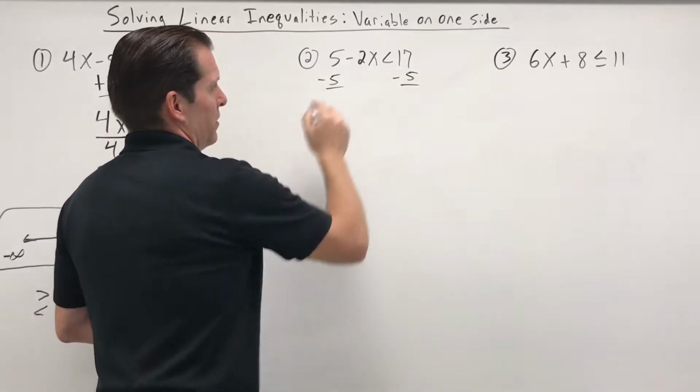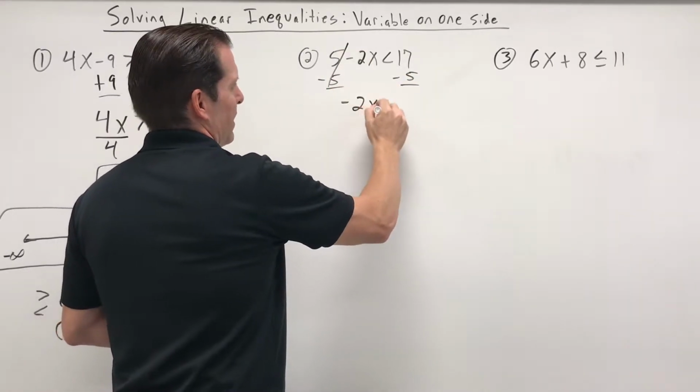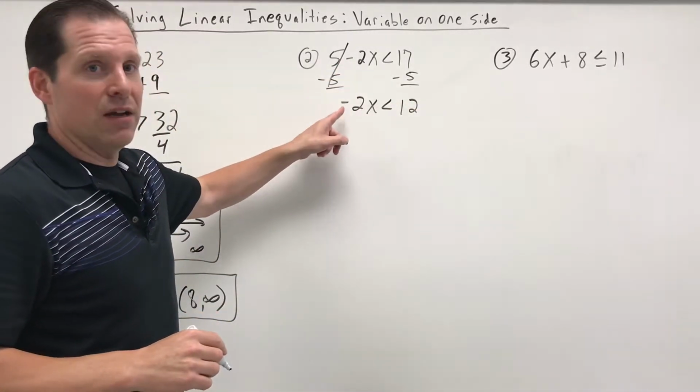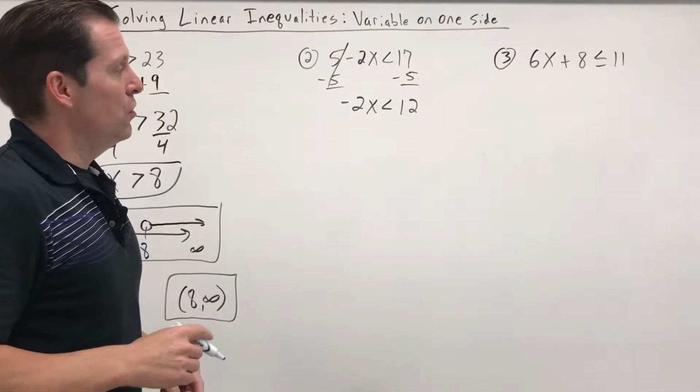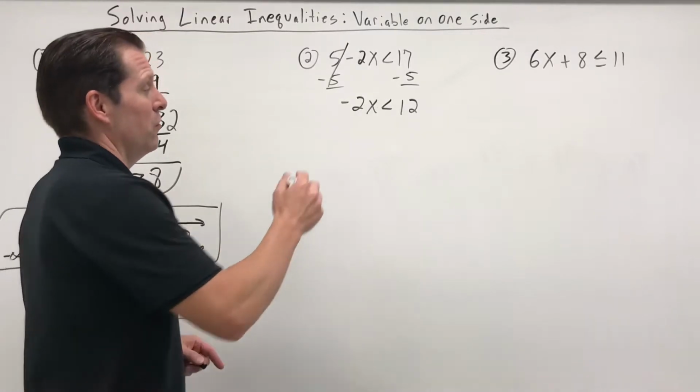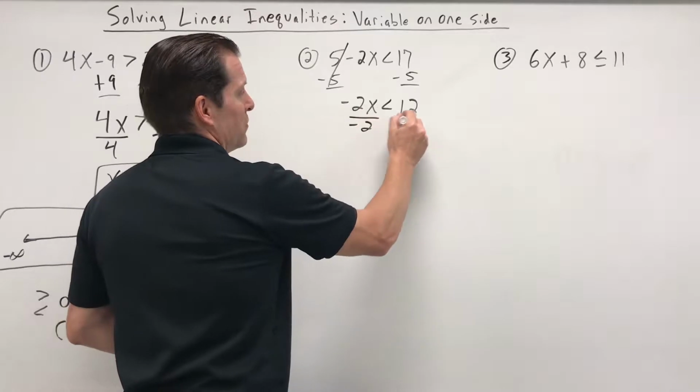So when I do that, I get negative 2x is less than 12. Make sure you take that sign down here with you. It's important. So now if I want to get the x by itself, I have negative 2 times x. I've got to divide. So I'm going to divide both sides by negative 2.